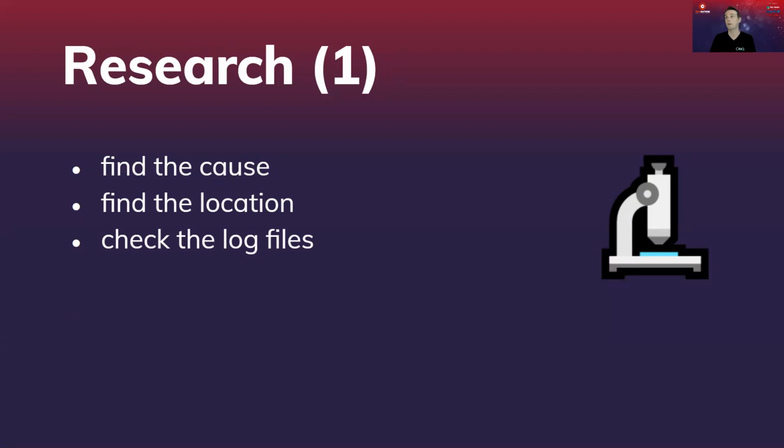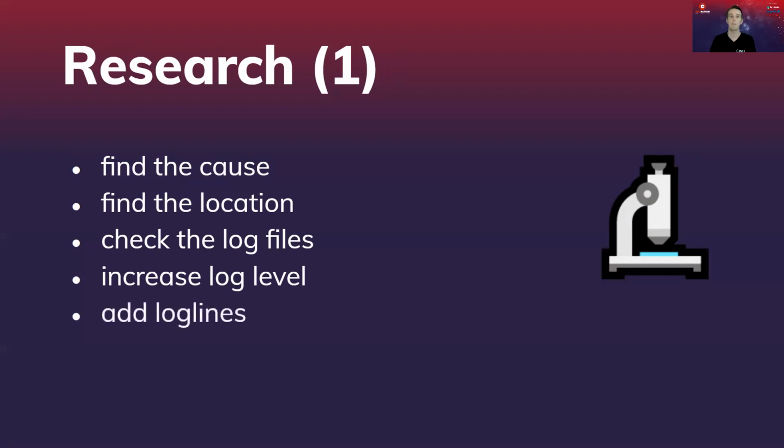So maybe there is no log line. Maybe there is no stack trace, but there is information. But there is not enough information to exactly pinpoint the problem. First thing we do, we're going to increase the log level. So we move it from info to debug or trace, and hopefully this will give us enough information to pinpoint a problem. If you still do not have enough information, then we have to add more log lines, and you keep adding log lines till you exactly know where the problem is occurring.